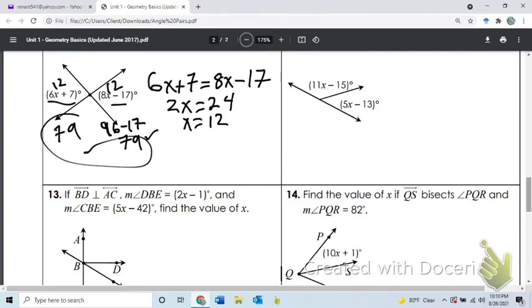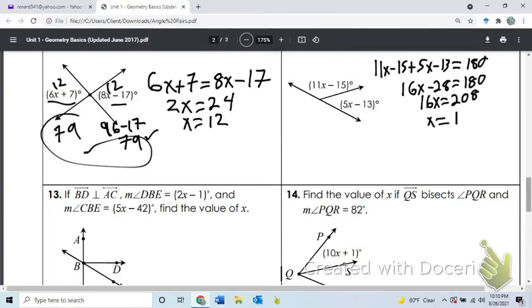Number 12, they are a linear pair, which means they're supplementary. So we sum them to 180. Combine like terms. Add 28. Divide by 16. We get x equals 13. So then we need to go and plug 13 in there. 11 times 13 is 143. 143 minus 15 is 128.